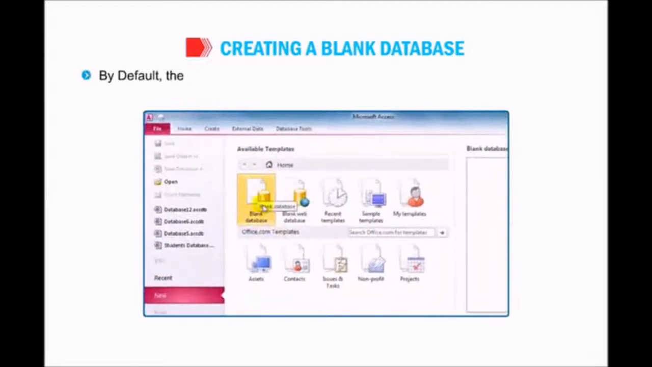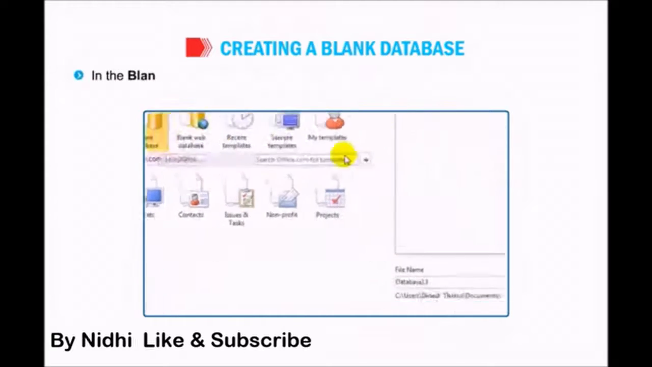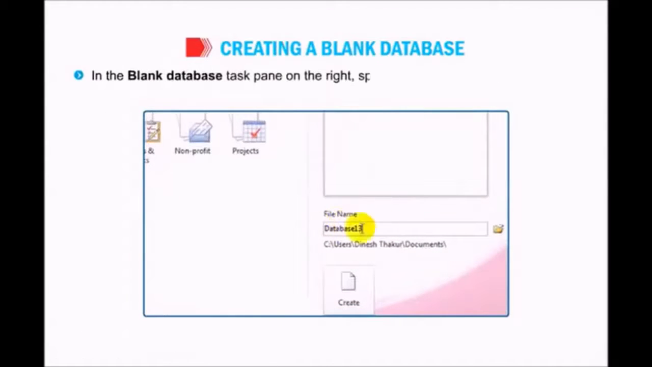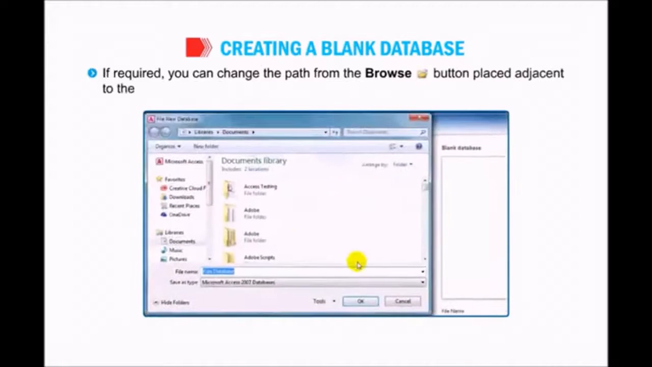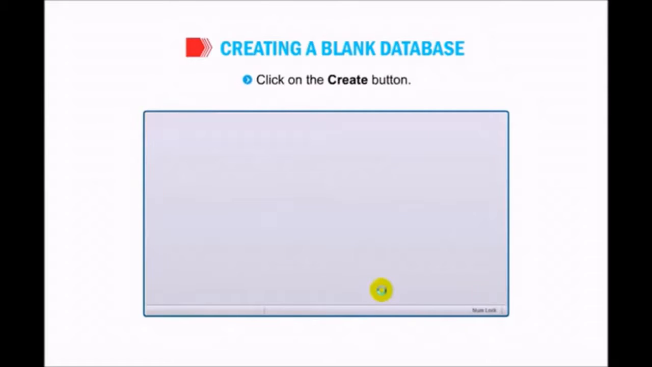By default, the blank database option is selected under the Available Templates section. In the blank database task pane on the right, specify the file name in the file name text box. If required, you can change the path from the Browse button placed adjacent to the file name box. Click on the Create button.